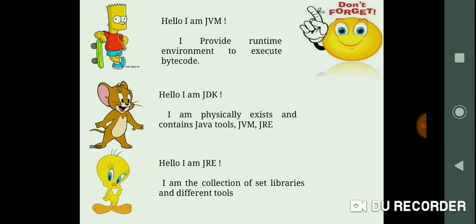So don't forget this. The first one says, hello, I am JVM. I provide runtime environment to execute the bytecode. Correct. Second one says, hello, I'm JDK. I physically exist and contain Java tools, JVM and JRE. And the last one says, hello, I'm JRE. I'm a collection of a set of libraries and different tools.